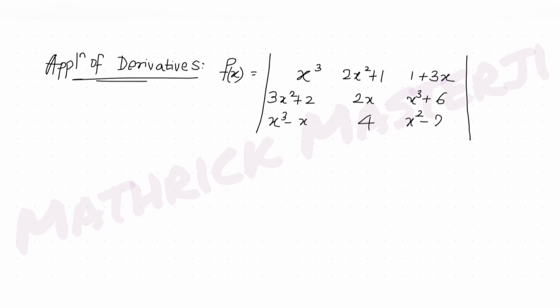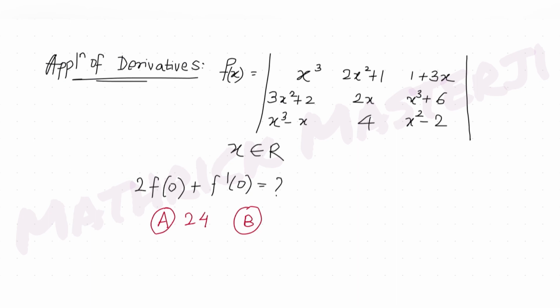So the question tells us that if the function f of x is this determinant for all x belonging to R, then we need to figure out the value of 2 times f of 0 plus f dash of 0. The answer choices are 24, 18, 42, and 48. So we need to figure out which one is the correct answer. Let's try to solve this question and find the solution.